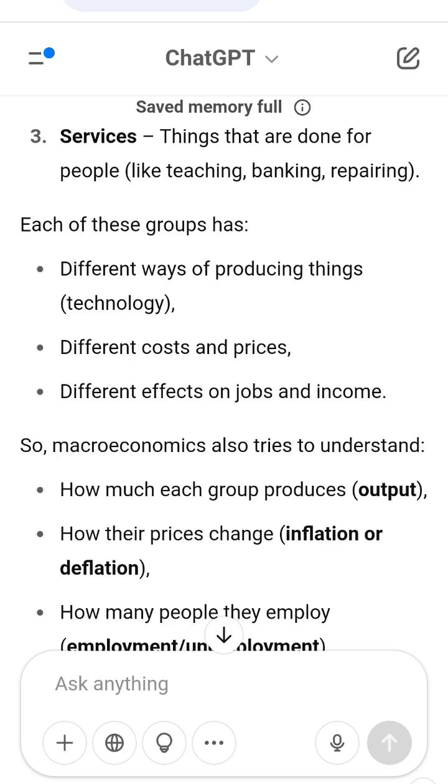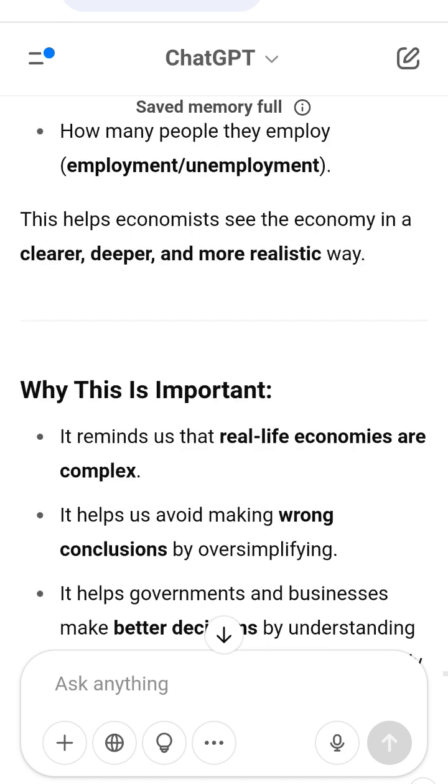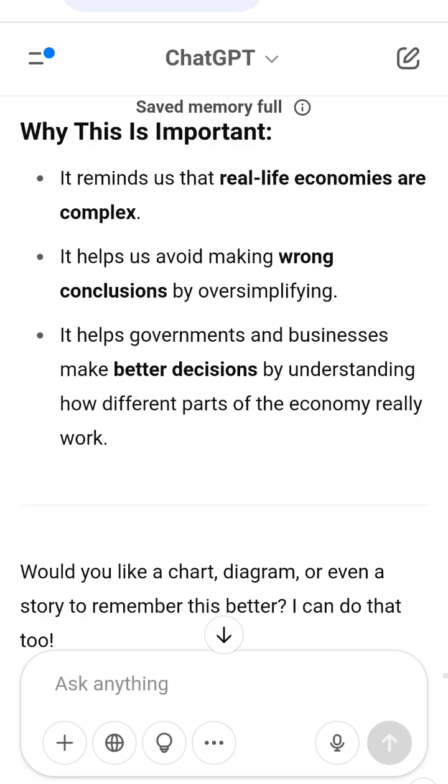Why is this important? It reminds us that real-life economies are complex. It helps us avoid making wrong conclusions by oversimplifying. It helps governments and businesses make better decisions by understanding how different parts of the economy really work.